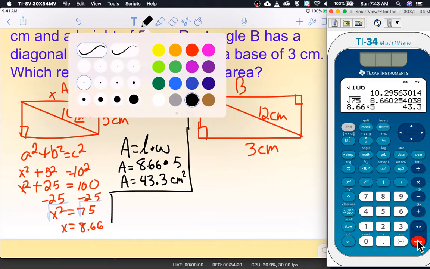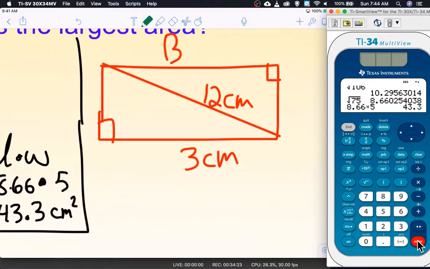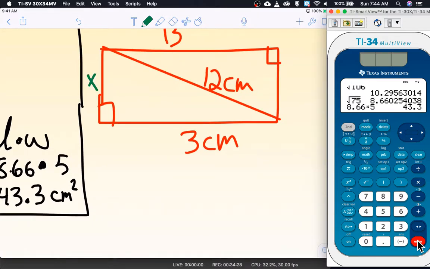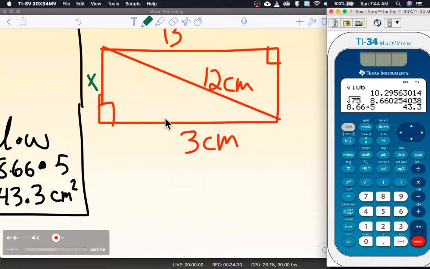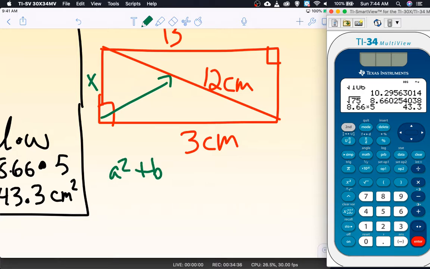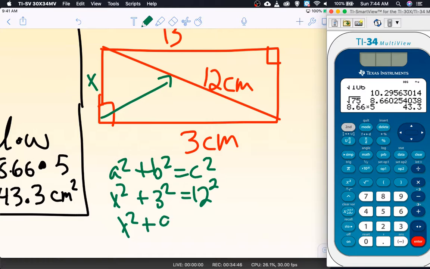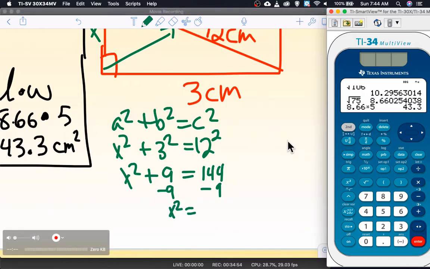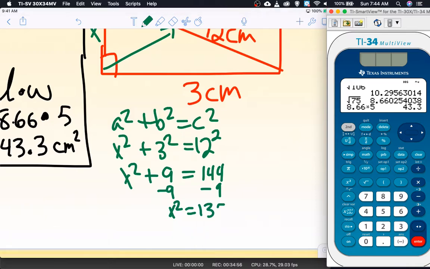Now, we repeat that process with rectangle B. So there's going to be my x. So I'm kind of focusing on this triangle down here. That 12 is my hypotenuse. So a squared plus b squared equals c squared. I plug my longest side in for the c. I plug the other two sides in for the other two sides. x squared plus 9 equals 144. I'm going to subtract 9. x squared equals 135.